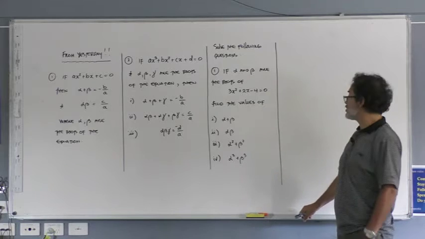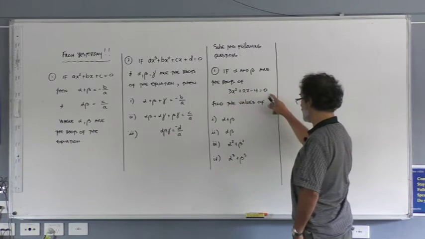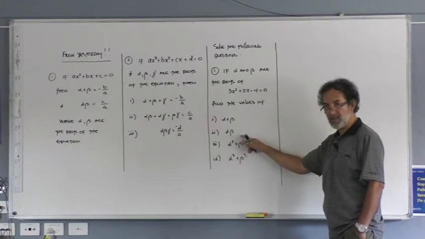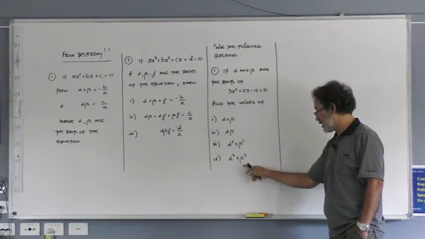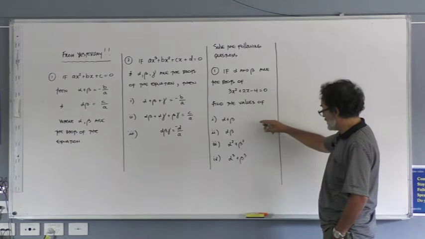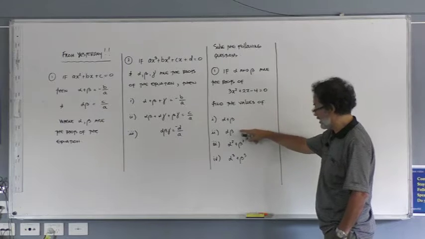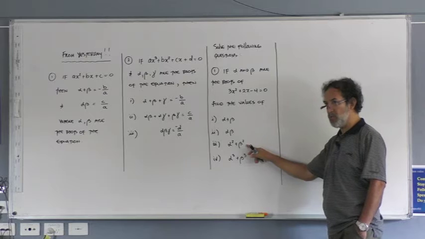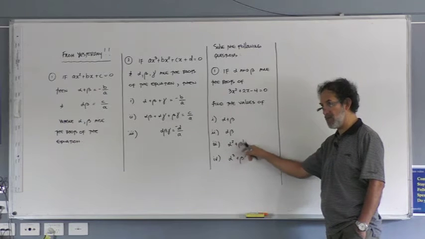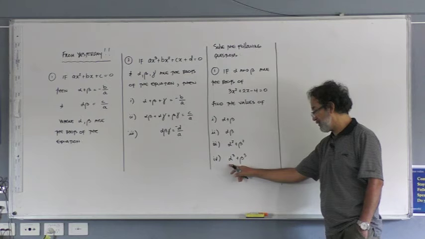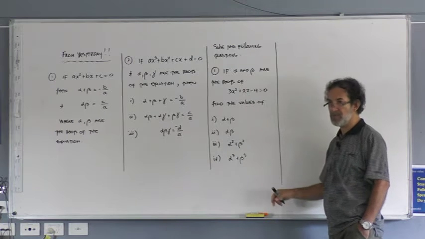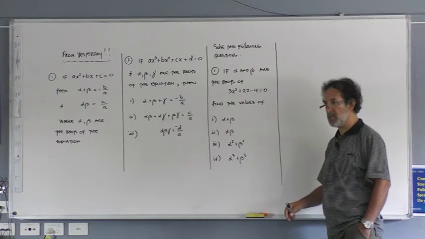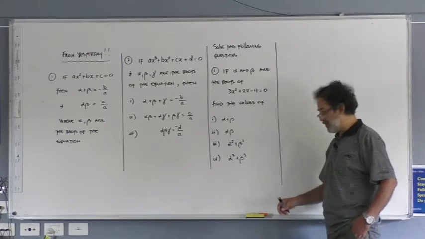Solve the following questions. If alpha and beta are the roots of this equation, find the value of alpha plus beta, alpha times beta, and then alpha square plus beta square, and then alpha cube plus beta cube. You can see that the first and second parts are easy because we know what the answer is. But we're going to have to find a way of finding alpha square plus beta square, and also alpha cube plus beta cube. Because you are very smart people, it's going to be easy for you. Anyway, let's do the solution.